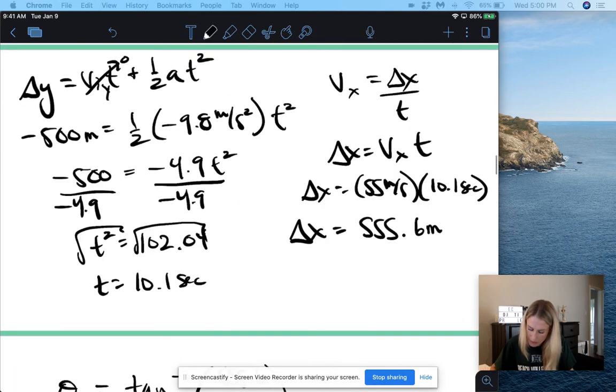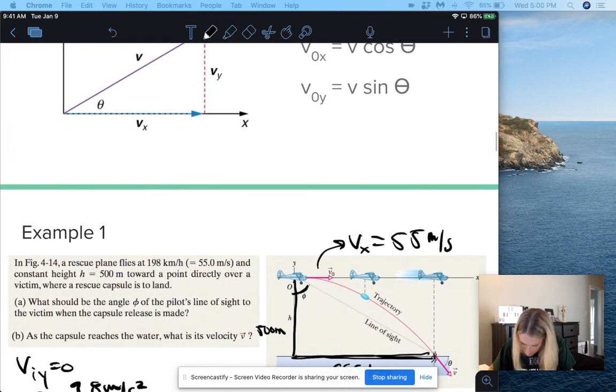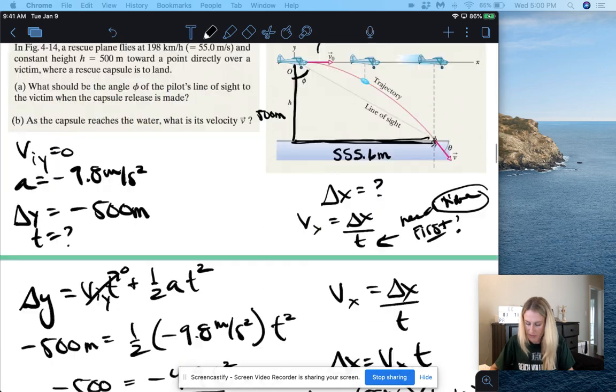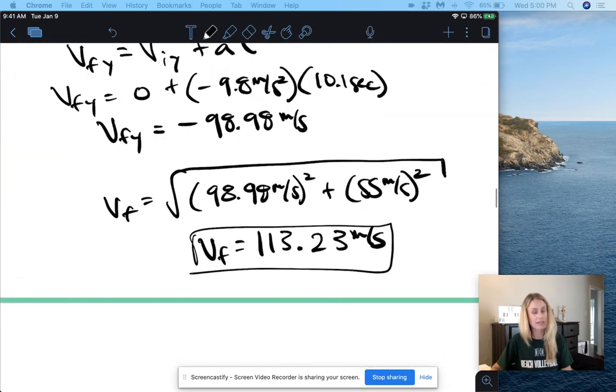Now, did it want the angle also? It just says, as the capsule reaches the water, what is the velocity v? So all they asked for is the final velocity. So there's our answer for final velocity. Now, they could also ask, what angle does it reach the water at? So you can also find the angle if they wanted you to do that.